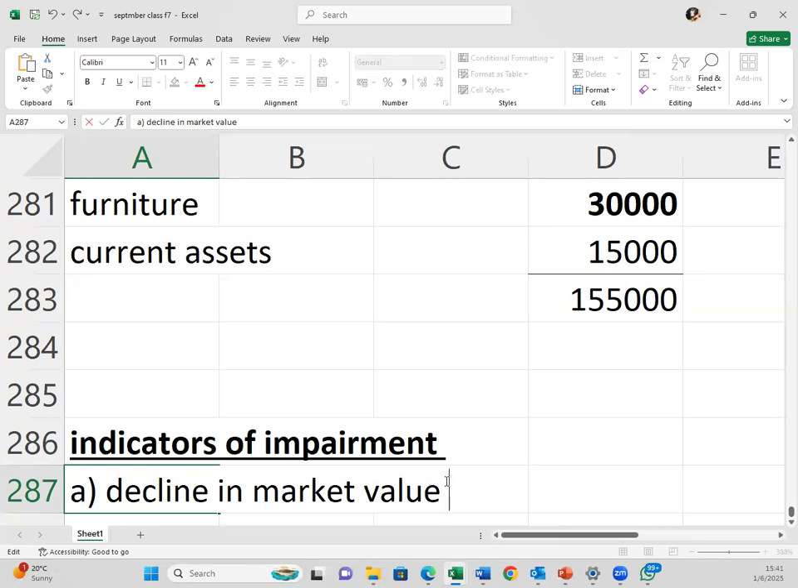Let's think of a case, maybe you have bought a machine to produce masks for COVID. Then all of a sudden there's a cure for COVID. It means there's going to be a decline in the market value for that machine because it's no longer in demand. Its purpose is no longer feasible. Of course, we can continue to produce the mask, but the demand for the masks is going to reduce. So the market value for that machine is going to drop.